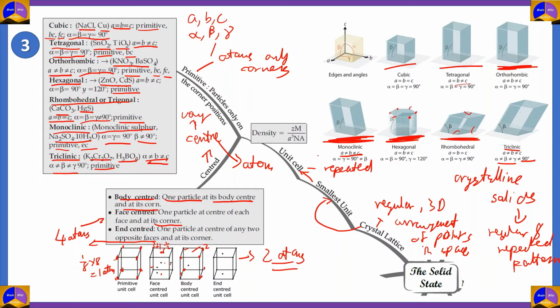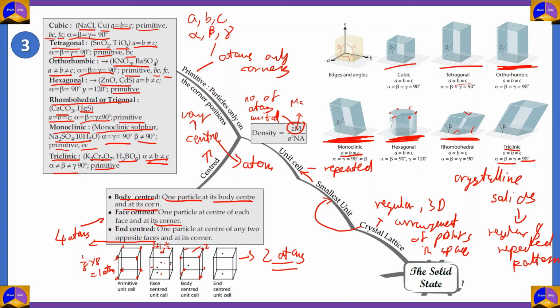When it comes to density of a unit cell, we can measure it by the formula Zm divided by a cubed times Na. Here, Z stands for the number of atoms present in the unit cell. So that means for, say, primitive, it'll be 1. For face-centered, it'll be 4. For body-centered and end-centered, it'll be 2.